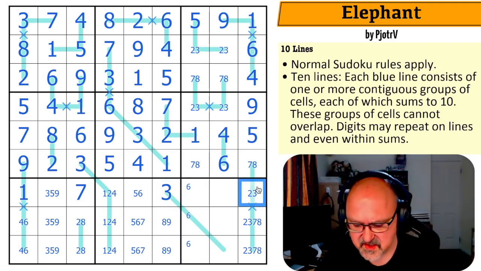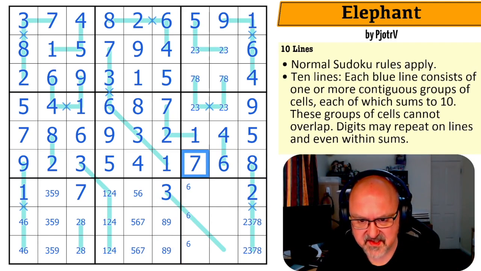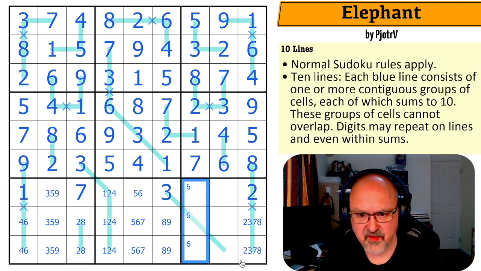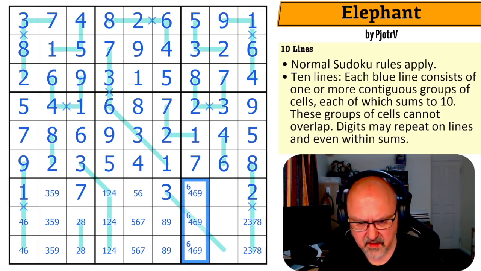This 3 makes this 2, which makes this 8, which makes this 7, which makes this 8, which makes this 7, which makes this 2, which makes this 3, which makes this 2, which makes this 3. These are now triples. 1, 2, 3, 4, 5, 6, 7, 8, 9. 4, 6, and 9. Okay.